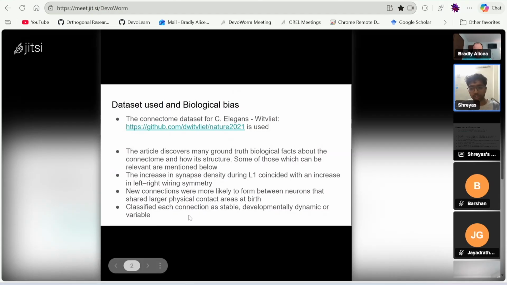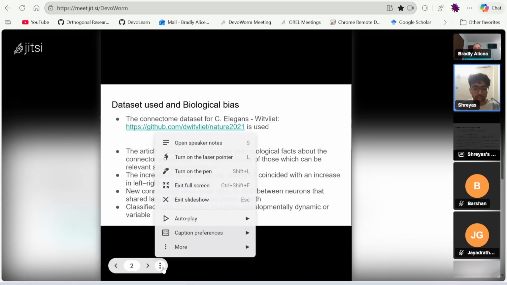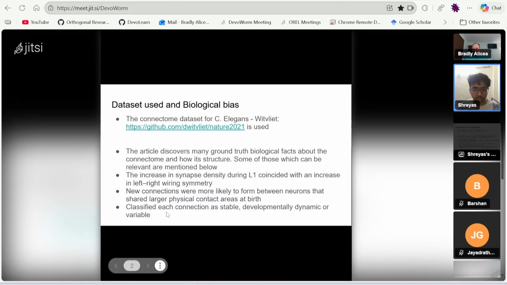Say if a connection is stable, that connection would go on for the entire connectome interpolation, across all the stages. If it's variable, the connections could change in between, right? So this is something which I thought can be useful and can be used as a biological bias. These are the important facts which I found from the paper, and I'll proceed.